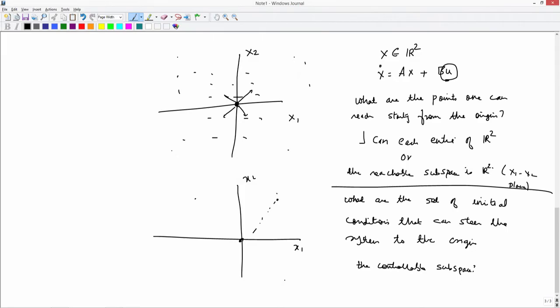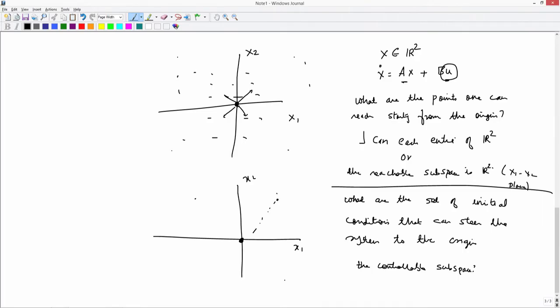Controllability would mean what are the points or what are the initial conditions that will steer me to the origin by application of proper control input. So, in the linear time invariant case, it turns out that these two are exactly the same, that reachability would mean controllability and vice versa. If I could go from this point to this point, I could actually come back from this point back to the origin.